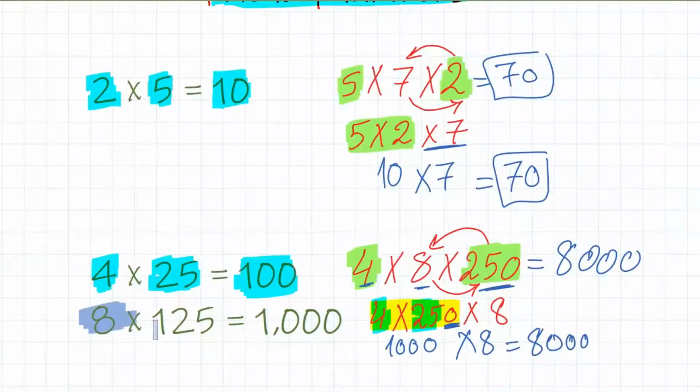And the same thing with this. 8 multiplied by 125, they are friendly numbers, equals 1,000. Okay guys, let's get back to our lesson.